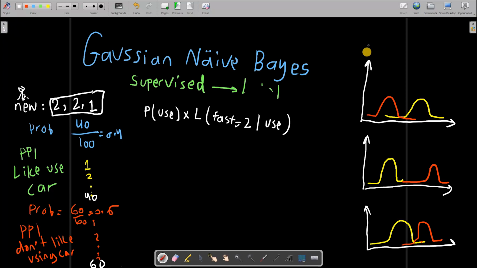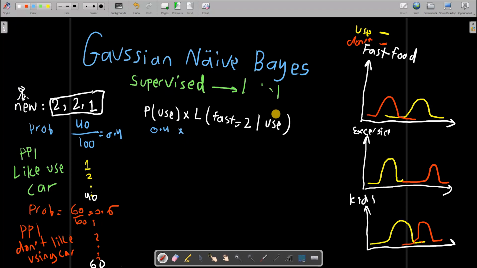I'm going to say that this is for the fast food, this is for the exercise, and this is for the number of kids. And also, the yellow is for people who use the car, and the red is for people who don't. Alright? Now we have labeled our information. What is the probability that he uses a car? Well, we have already calculated that, which is 0.4.